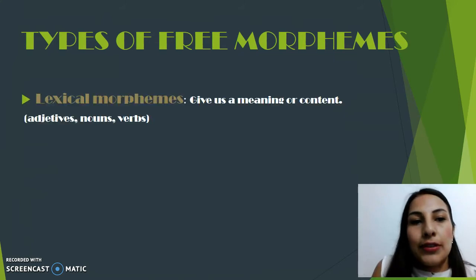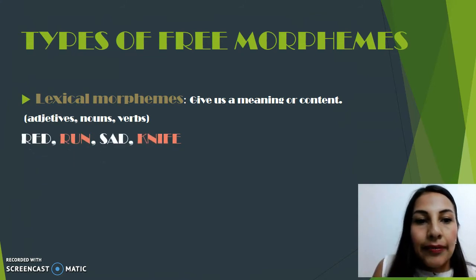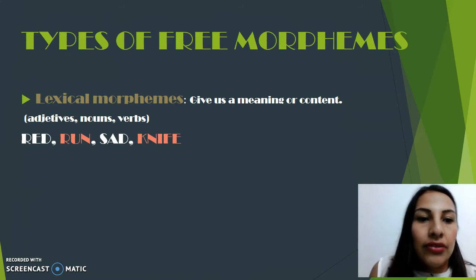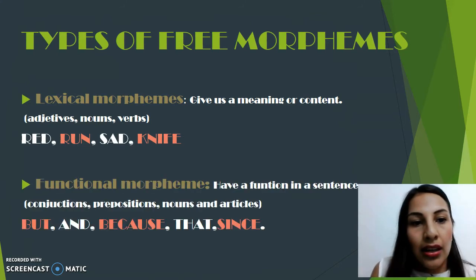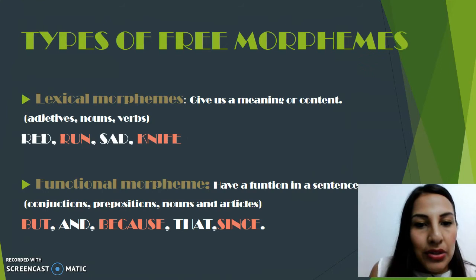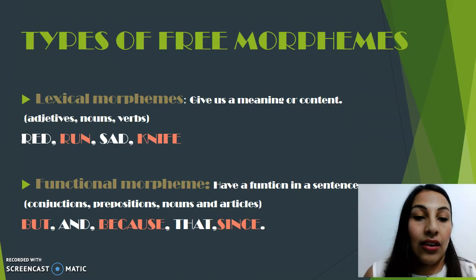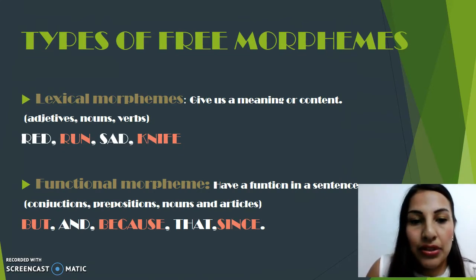Types of free morphemes. We have lexical morphemes. Lexical morphemes give us a meaning or content. They can be adjectives, nouns, or verbs. For instance, red, run, sad, knife. Run is a verb, knife is a noun. Functional morphemes have a function in a sentence. They can be conjunctions, prepositions, pronouns, or articles. For instance, and is a conjunction, and since is a preposition.